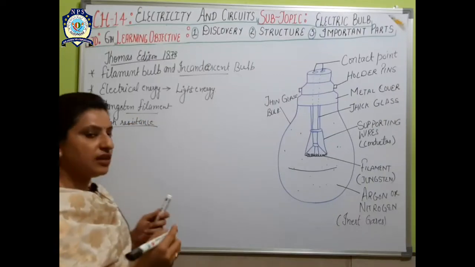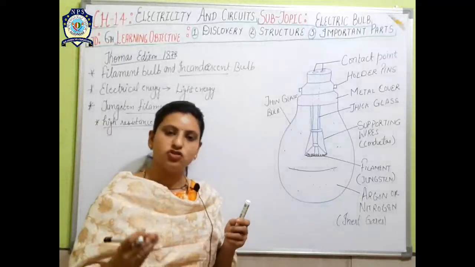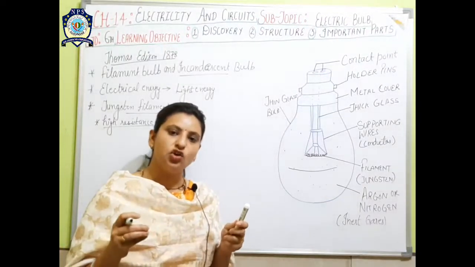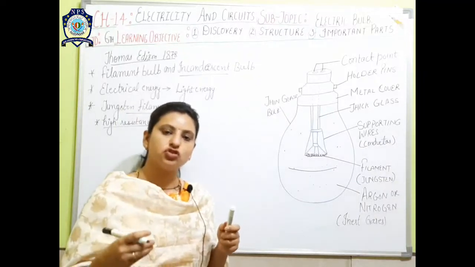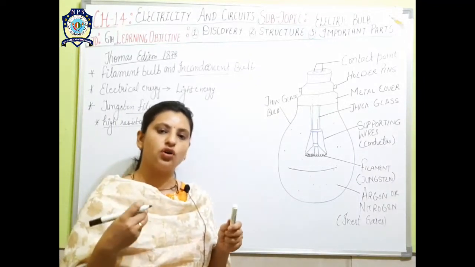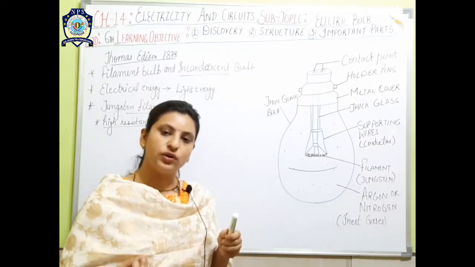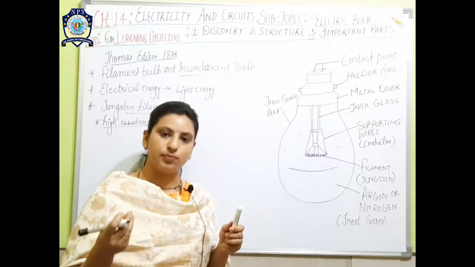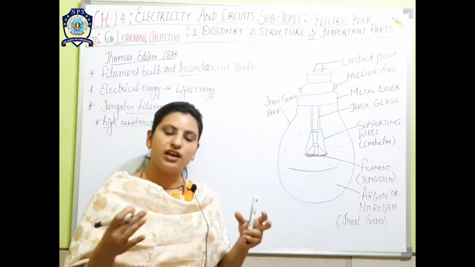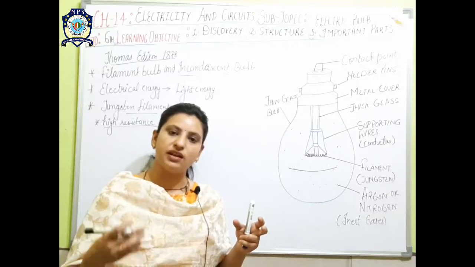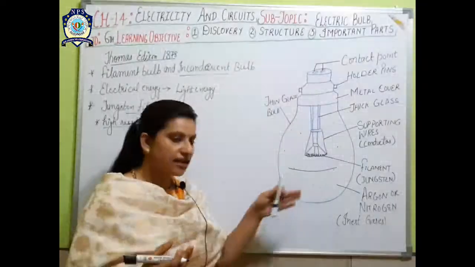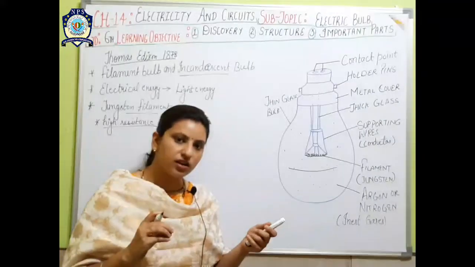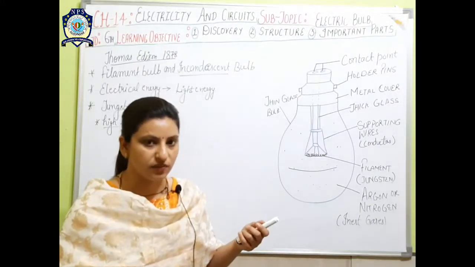High resistance means a kind of material which does not allow electric current to flow through it easily. That material will start heating up, and when it is very hot, it will emit light in the form of light energy. So this filament, as I told earlier, is a good conductor but still has high resistivity.